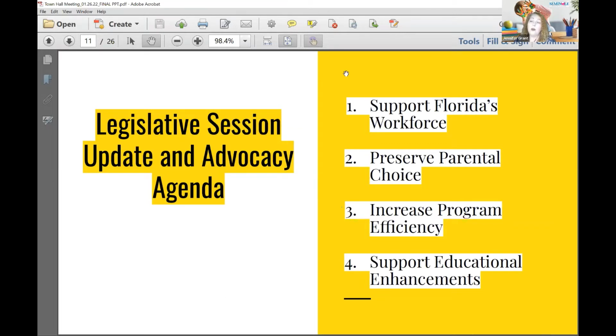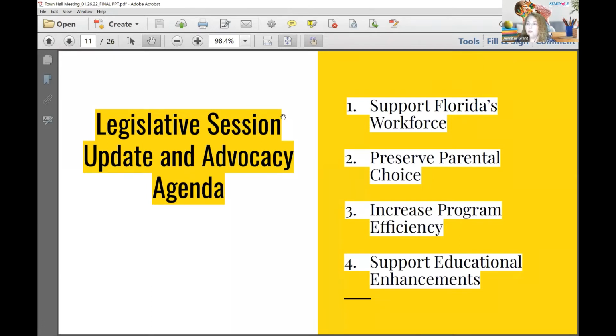We're talking about preserving parental choice, and that means ensuring that we're removing barriers to coalitions' flexibility to pay providers equitably across communities. In some places in the state, they've lost providers because they can't pay enough. And so that's a piece that we just want to make sure that we continue to support the industry.